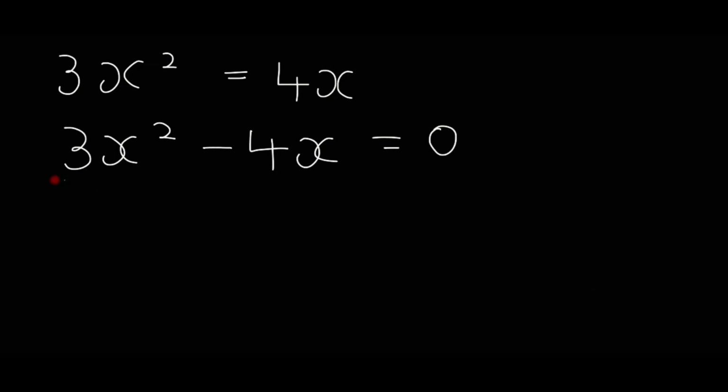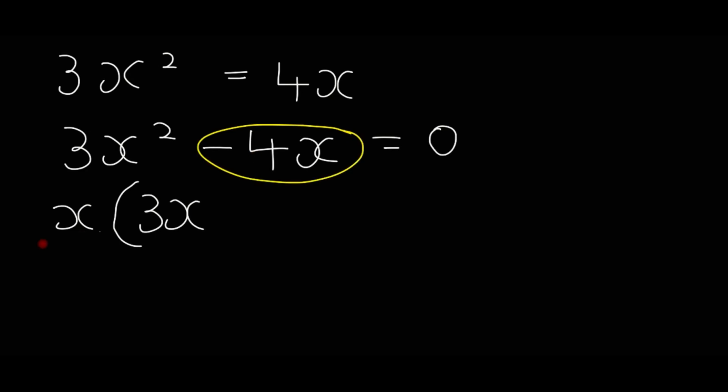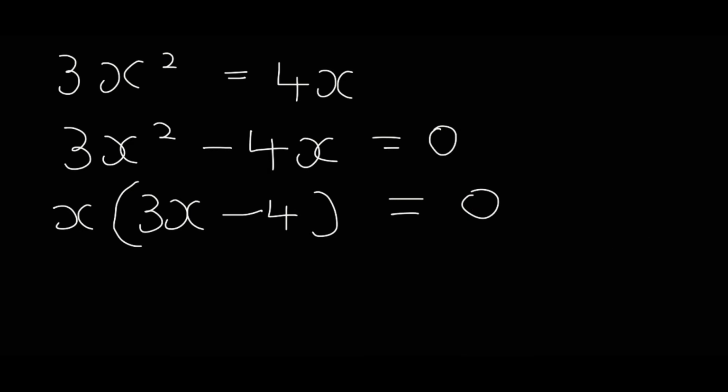For the factor, because we have the same variables, I will take the variable as a common factor. I will have x, and then from there I divide each term by the common factor. 3x squared divided by x gives 3x, and then minus 4x divided by x gives minus 4, and then is equal to 0. So from there we will do the same thing, for the fact that this side is 0, this side is also 0.